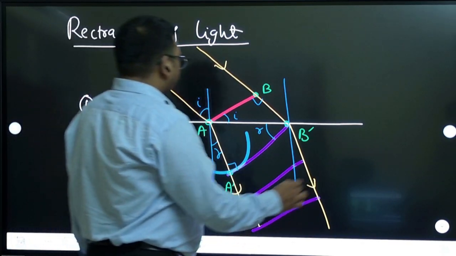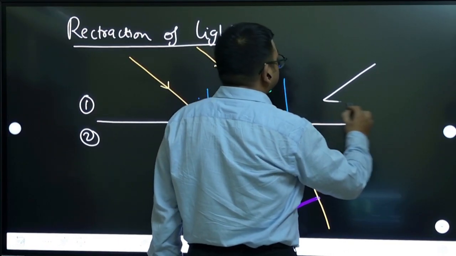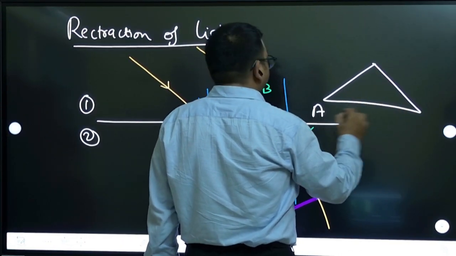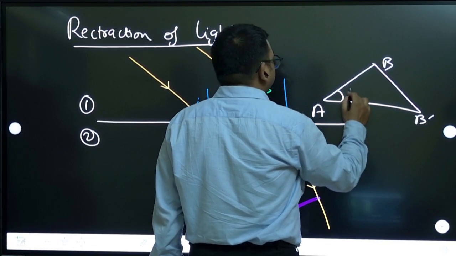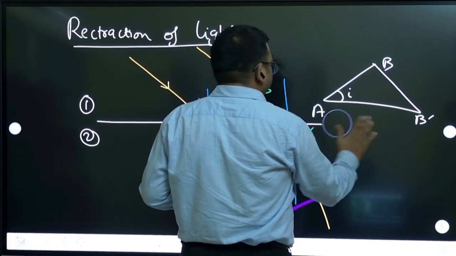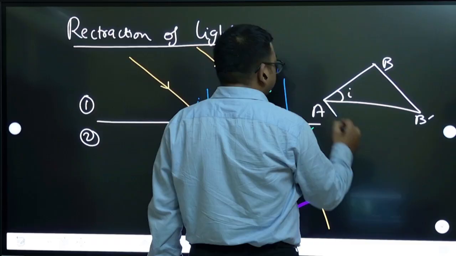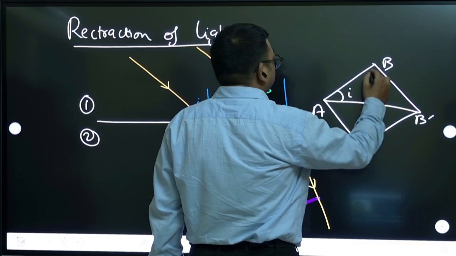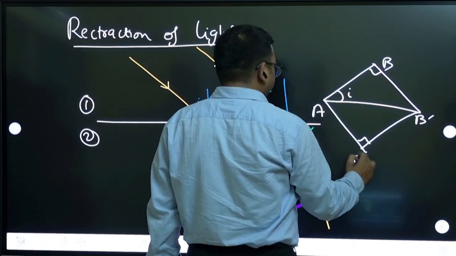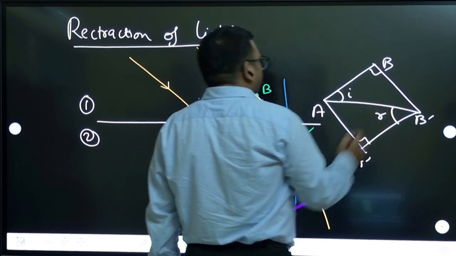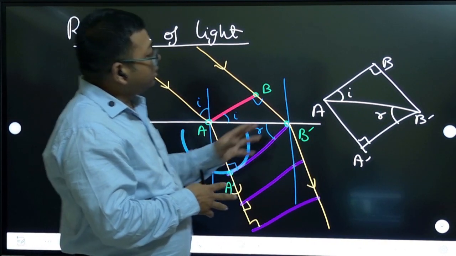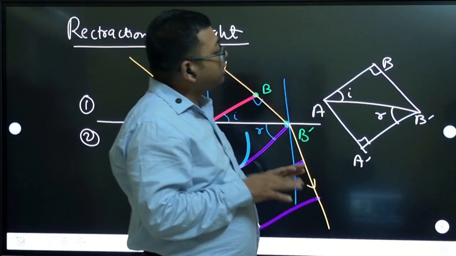Now take and study these two triangles. One triangle is this A P B dash, and this is I. In the same way on this side, this triangle is there, this is perpendicular, this is perpendicular, this is A dash, and this angle is R. Now let us look at these two triangles. They are not congruent but similar.